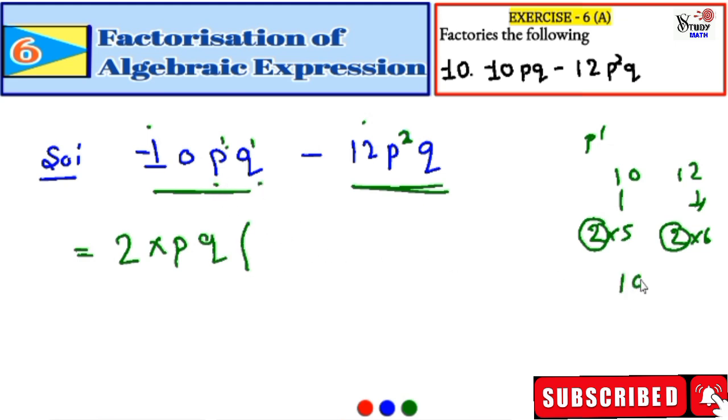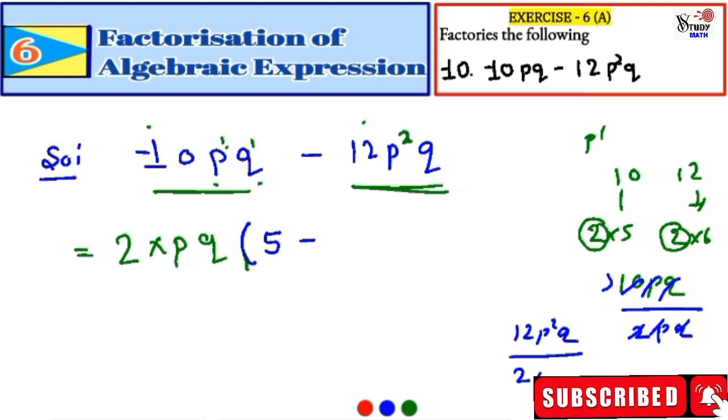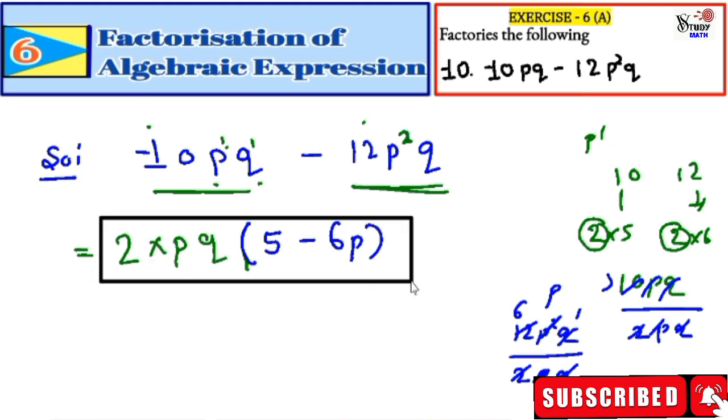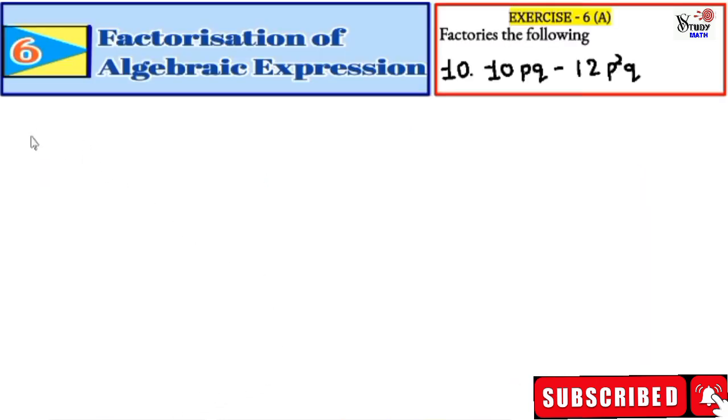Now when 10pq is divided by 2pq, 2 cuts 10 five times, and p cuts one time, and q cuts one time, and we have 5 remaining here. Now we have 12p square q divided by 2pq. So 2 cuts 12 six times, and p cuts p square leaving p, and q cuts one time. So we have 6p. This is the answer of this problem. I hope you understand this problem very well. Now move to problem number 11.